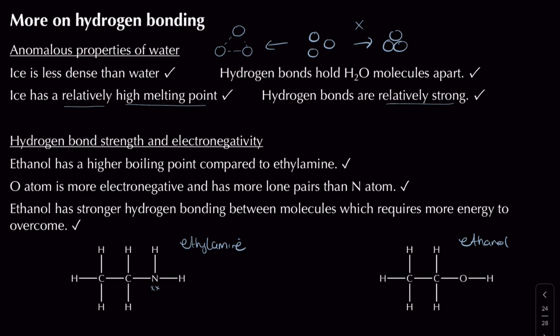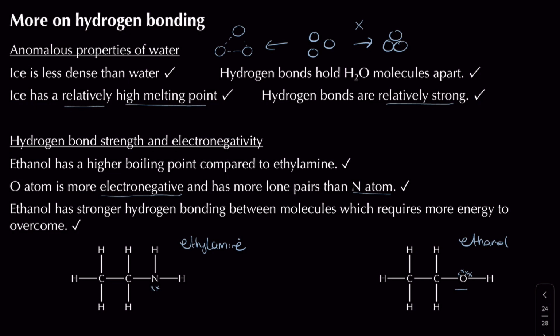And when we compare these 2 structures, we've got to think about the strength of the hydrogen bonding between the molecules. Now, ethanol actually has a higher boiling point compared to ethylamine. And the reason why, the first reason, is that the oxygen atom is going to be more electronegative than the nitrogen atom itself, right? Another reason is because this oxygen atom has more lone pairs than the nitrogen atom itself. Nitrogen has 1, oxygen has 2.